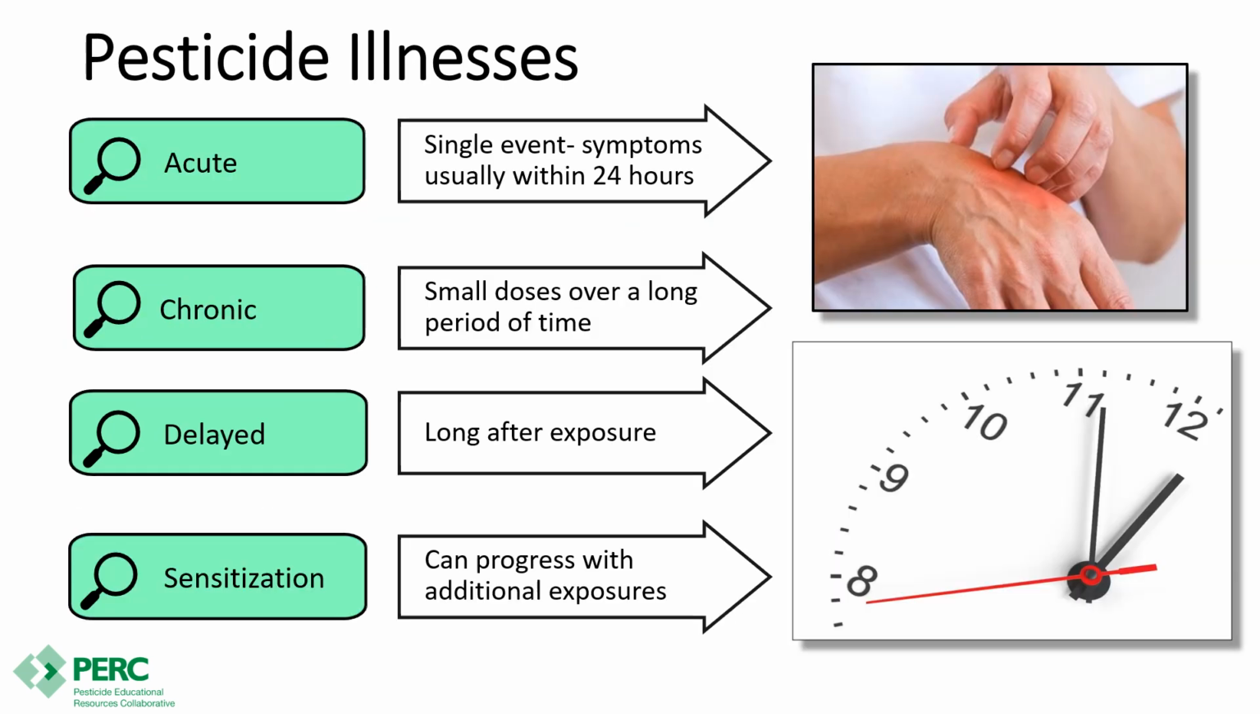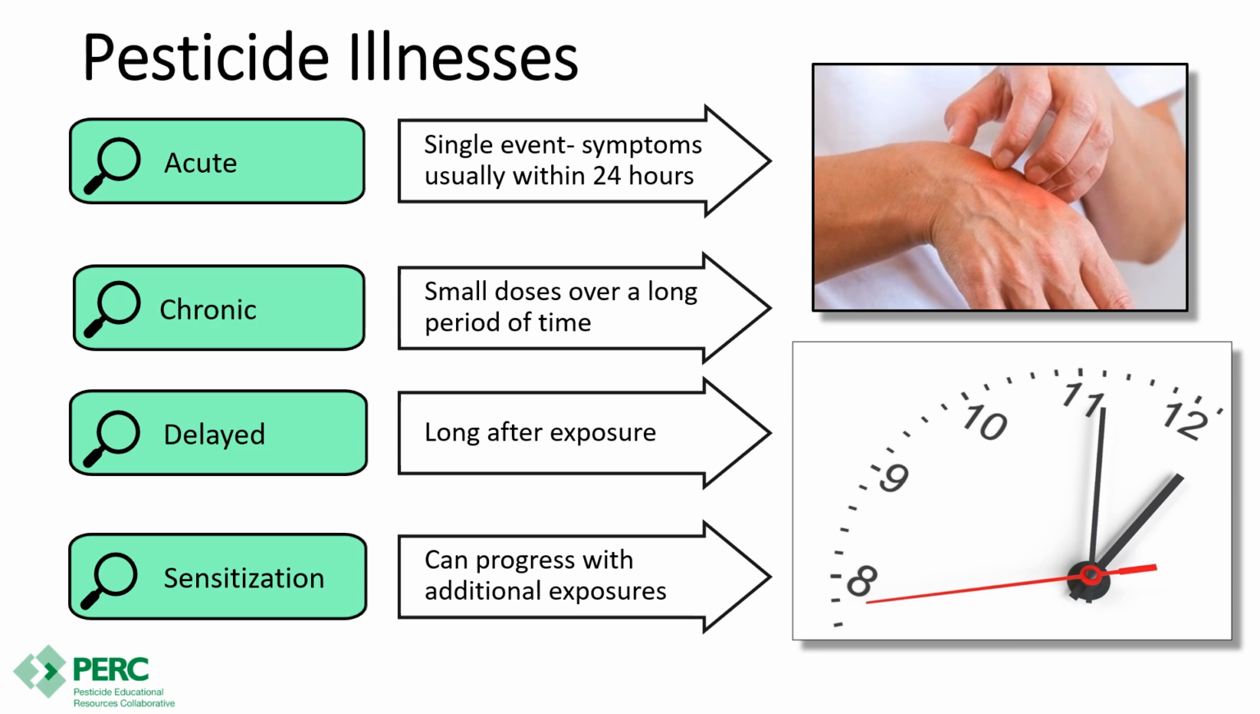An acute pesticide illness is one that occurs shortly after a single or short-term exposure incident, and the symptoms are usually seen within 24 hours. Some of the most common symptoms include headaches, sweating, weakness, rapid or slow pulse, nausea, or loss of consciousness. Acute pesticide poisoning can be serious and require medical treatment, and in extreme cases, people can die.